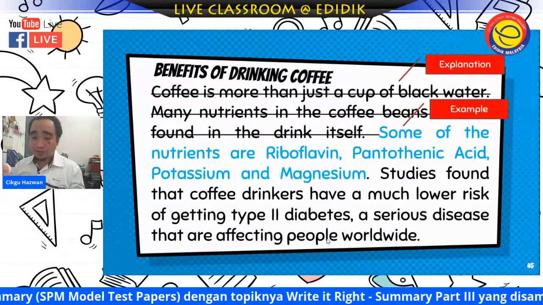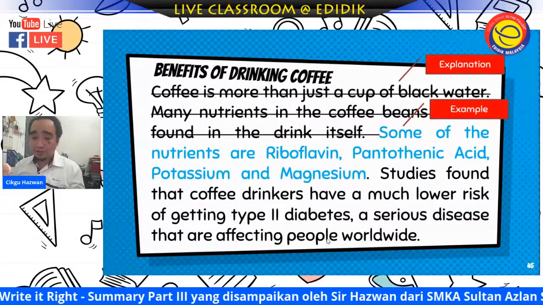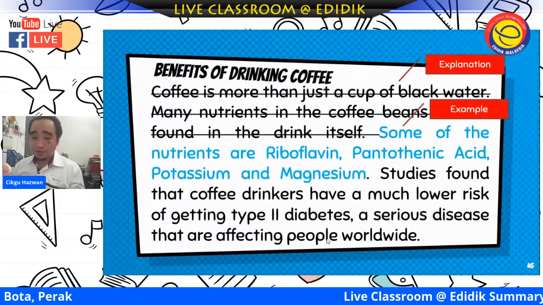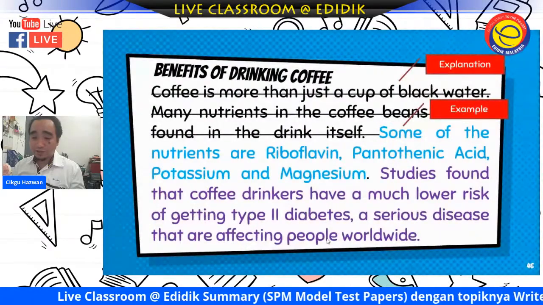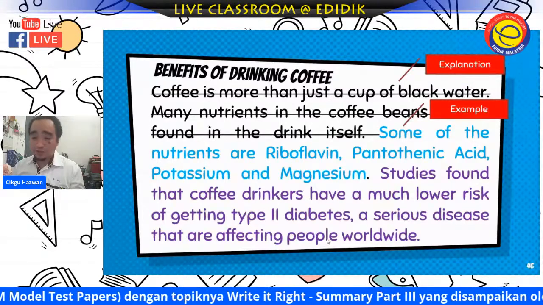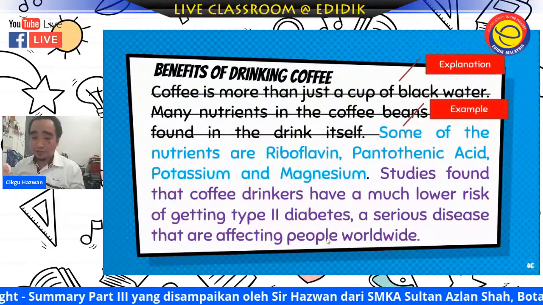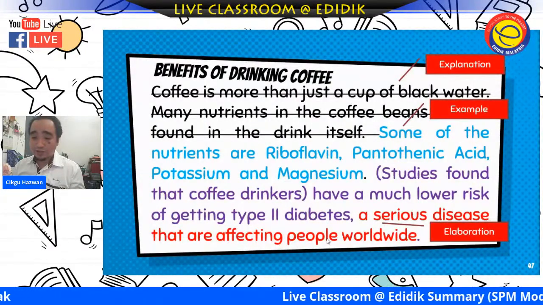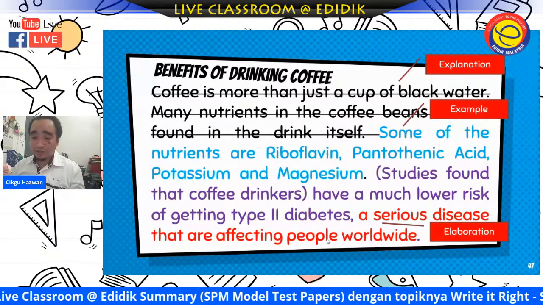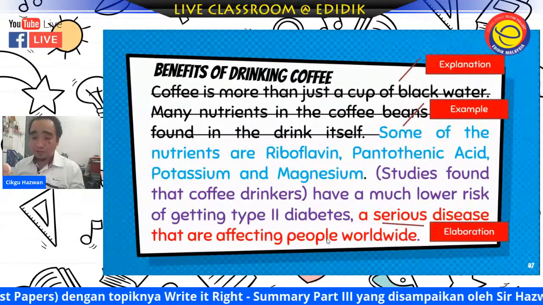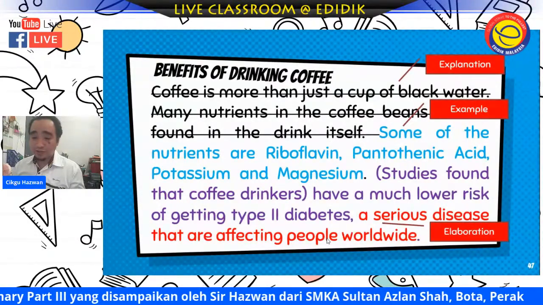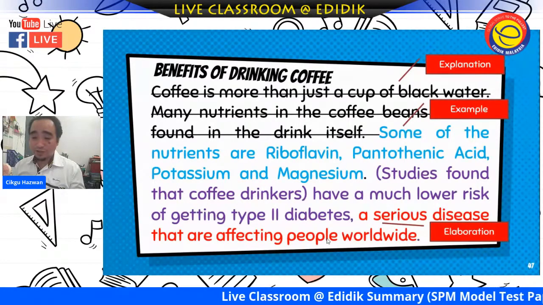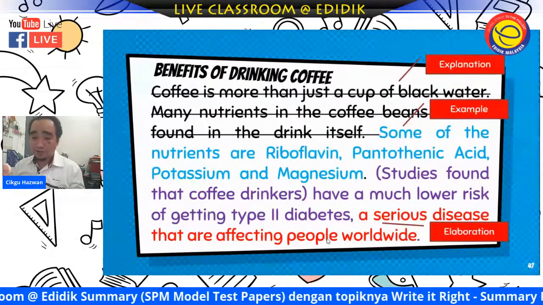Okay, and finally we have studies found that coffee drinkers have a much lower risk of getting type 2 diabetes, a serious disease that is affecting people worldwide. So that is where we can find our next point, which is studies found that coffee drinkers have a much lower risk of getting type 2 diabetes. If you look at the last part of this paragraph, a much lower risk of getting type 2 diabetes is actually the content point. However, the final part is actually just elaboration on diabetes, because it says diabetes, a serious disease that is affecting people worldwide.